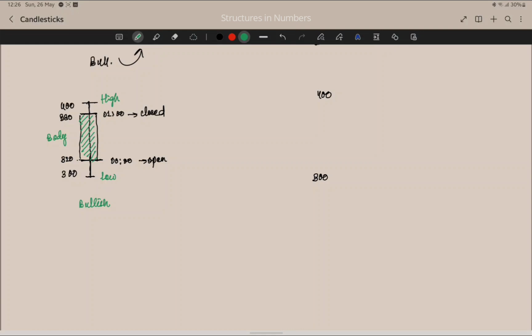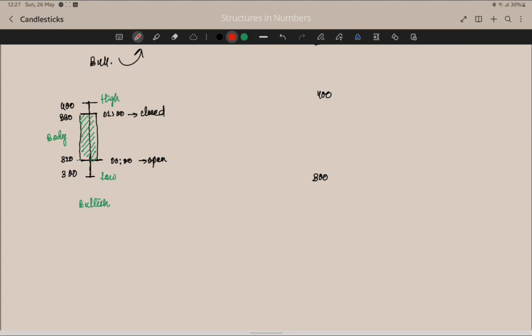So in case the candlestick closes close to the high, let's say the candlestick closes somewhere here, let's say it closed at 390, then the body will be something like this. The body will be longer. If it closed at 350 only while touching 400, then the body will be somewhat smaller. Similarly, the candlesticks would continue to form.